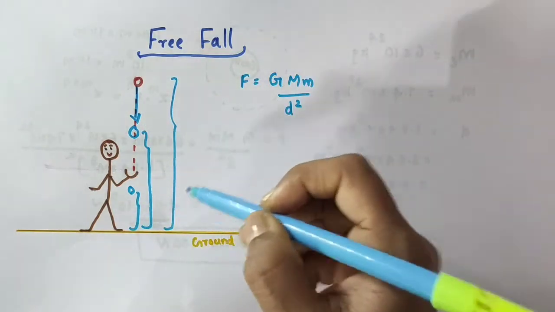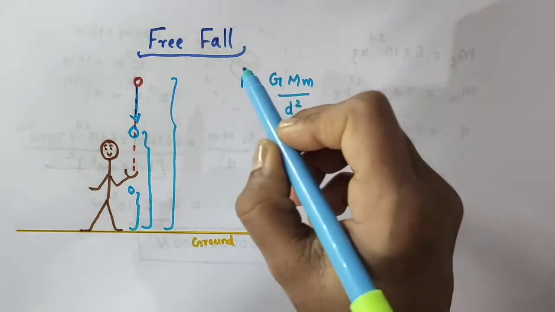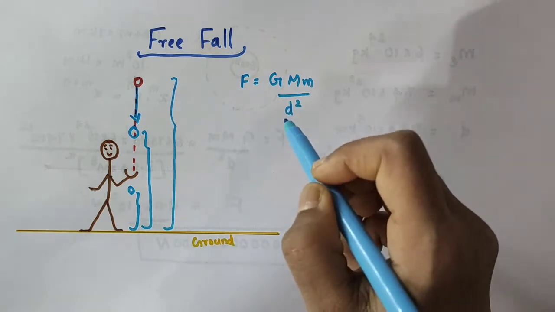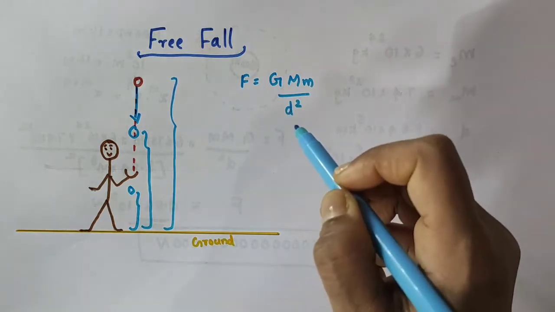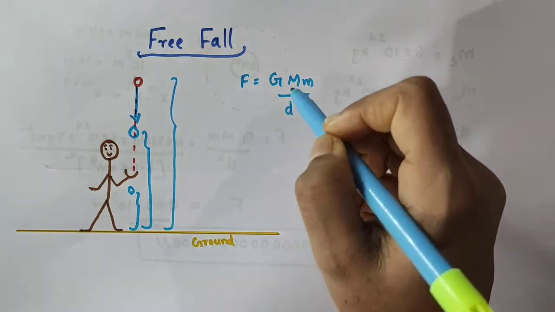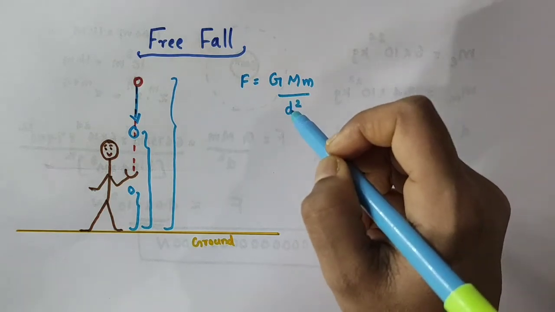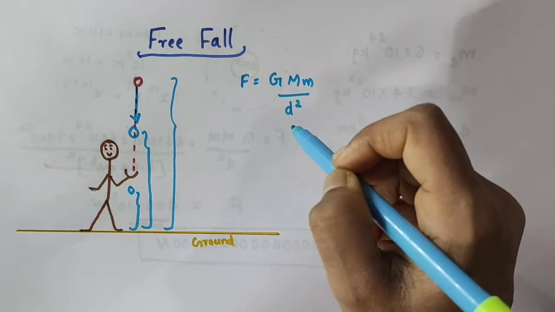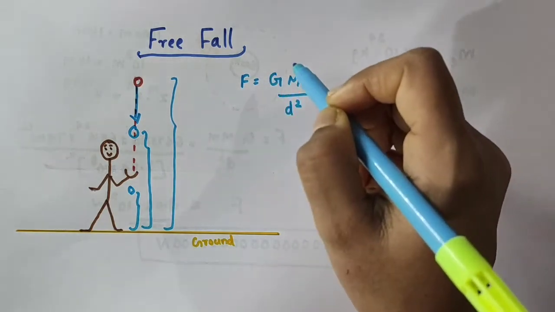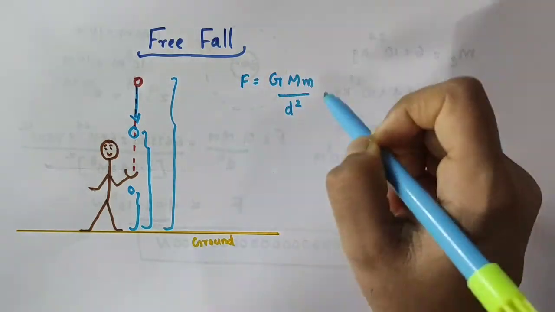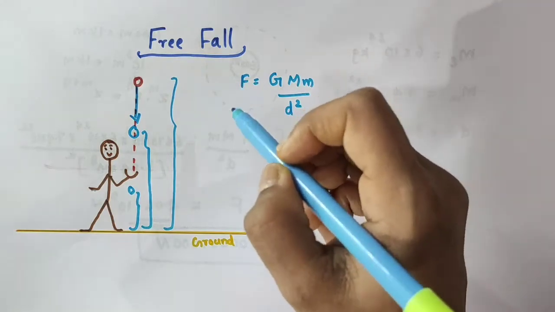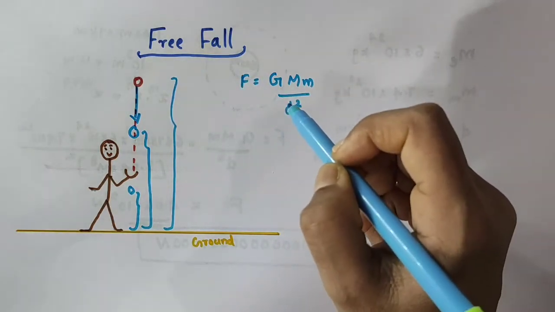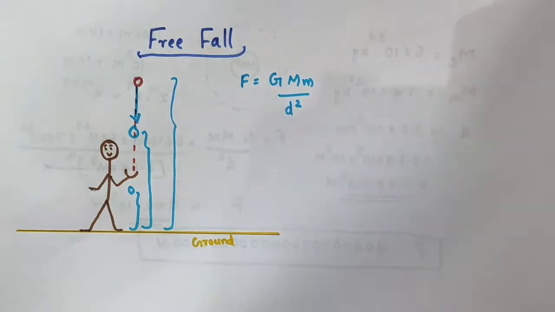When the distance of separation decreases, what happens to the force of attraction? That increases. Because when the distance decreases, the d square also decreases, and we have d square in the denominator. When the distance d decreases, the denominator decreases. When the denominator decreases for a constant numerator, the total value, that is the force, increases.